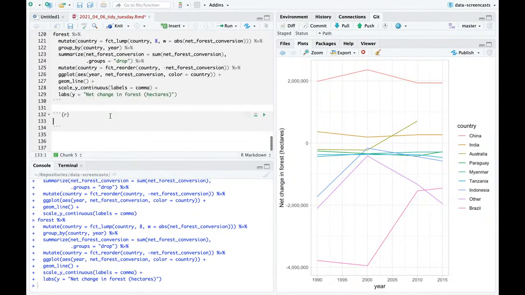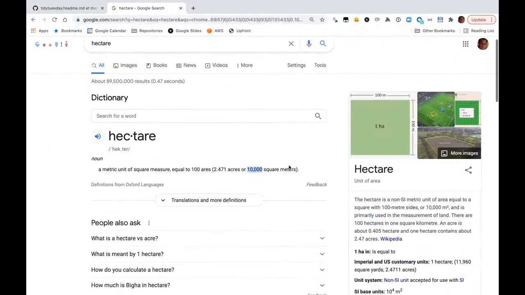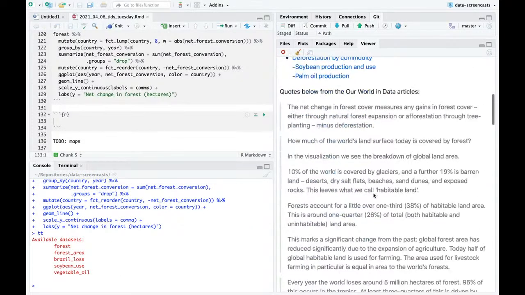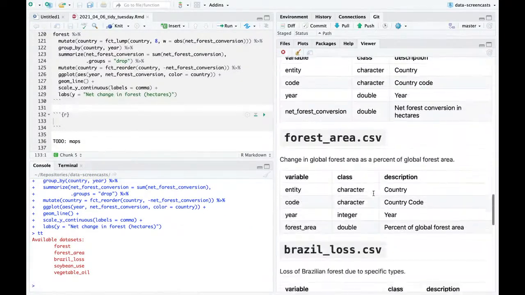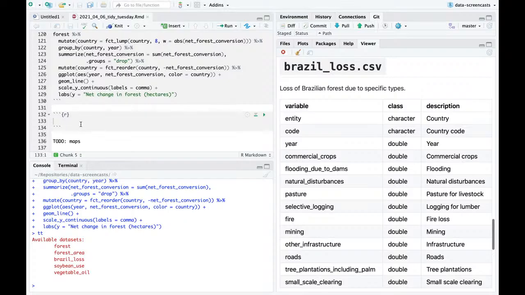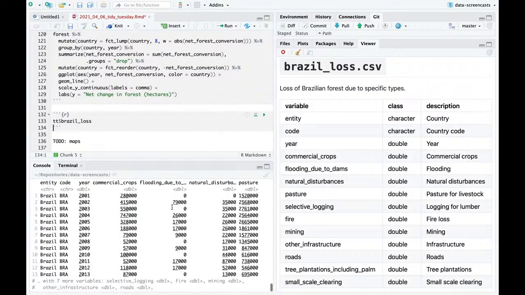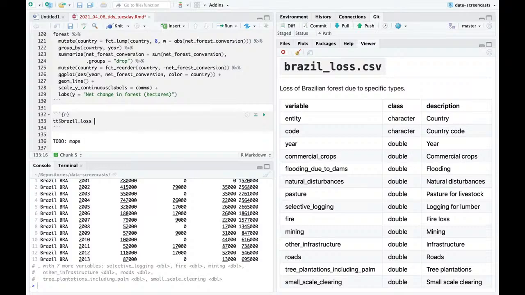All right, I'm going to start by bringing in other data sets, because I think of some fun maps that we could do with the existing data. When I type the question marks, I get to look back at the documentation right here. Let's take a look at what these others are. Brazil loss. All right, Brazil is the largest source of deforestation. Just take a quick look at this. Okay, so I'm going to save this as Brazil loss.